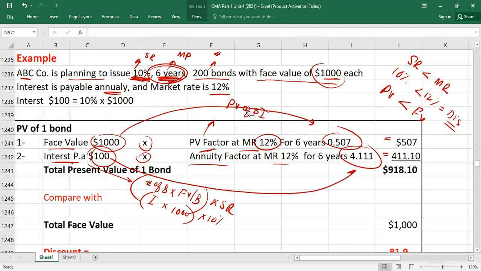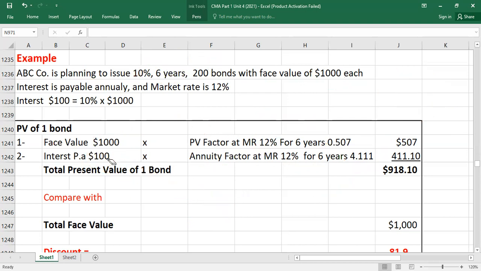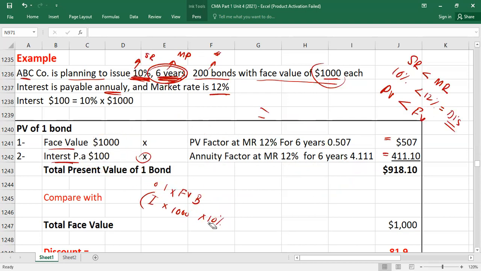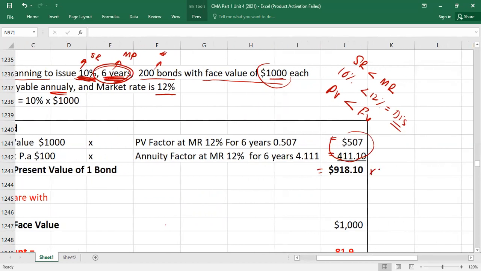Right? So now what you are going to do, guys? Simply, we are going to add these two present values. It is going to become the present value of one bond, right? Do you want it in total now? We can do it in total. So we will multiply with what? With the number of bonds. Number of bonds is how much? 200. This will give you the total present value, right?